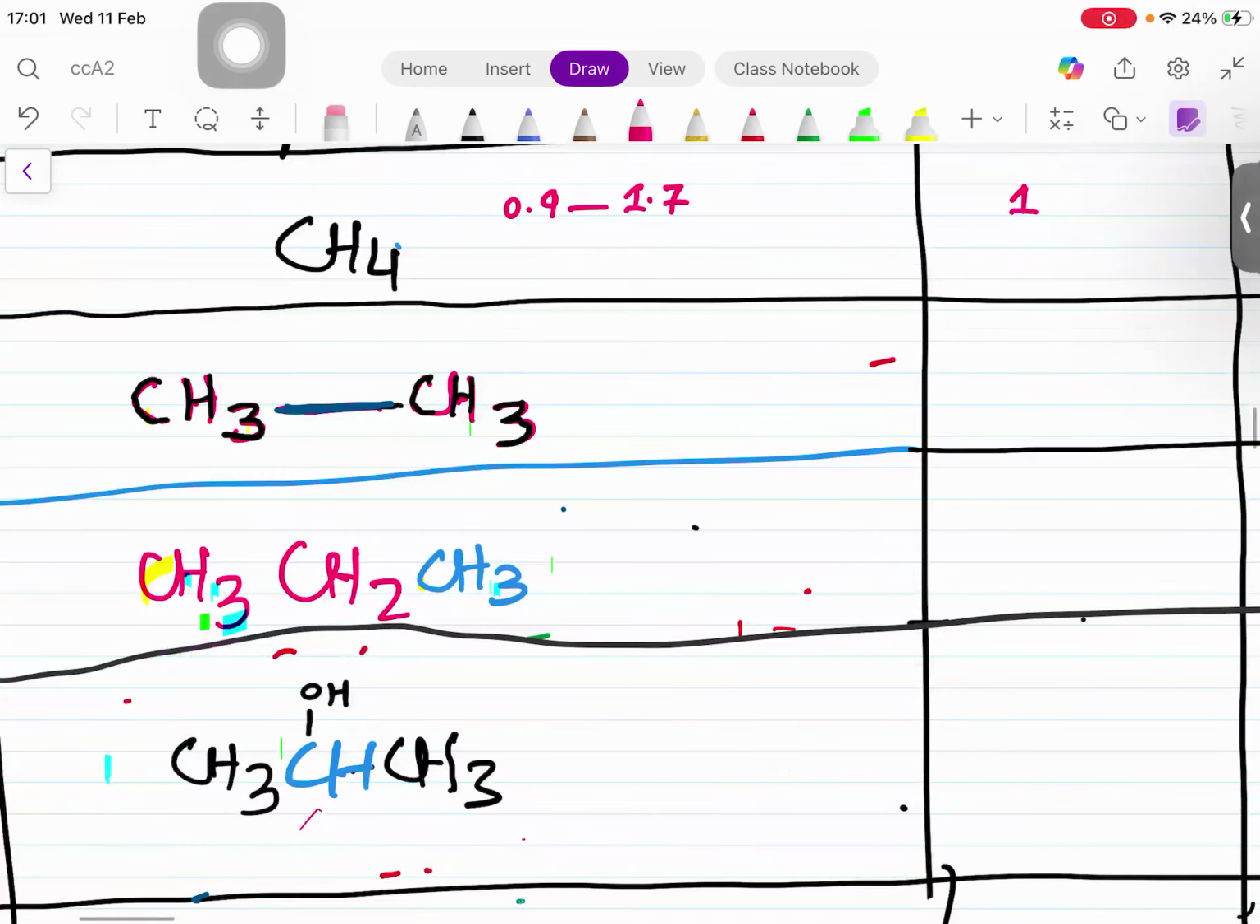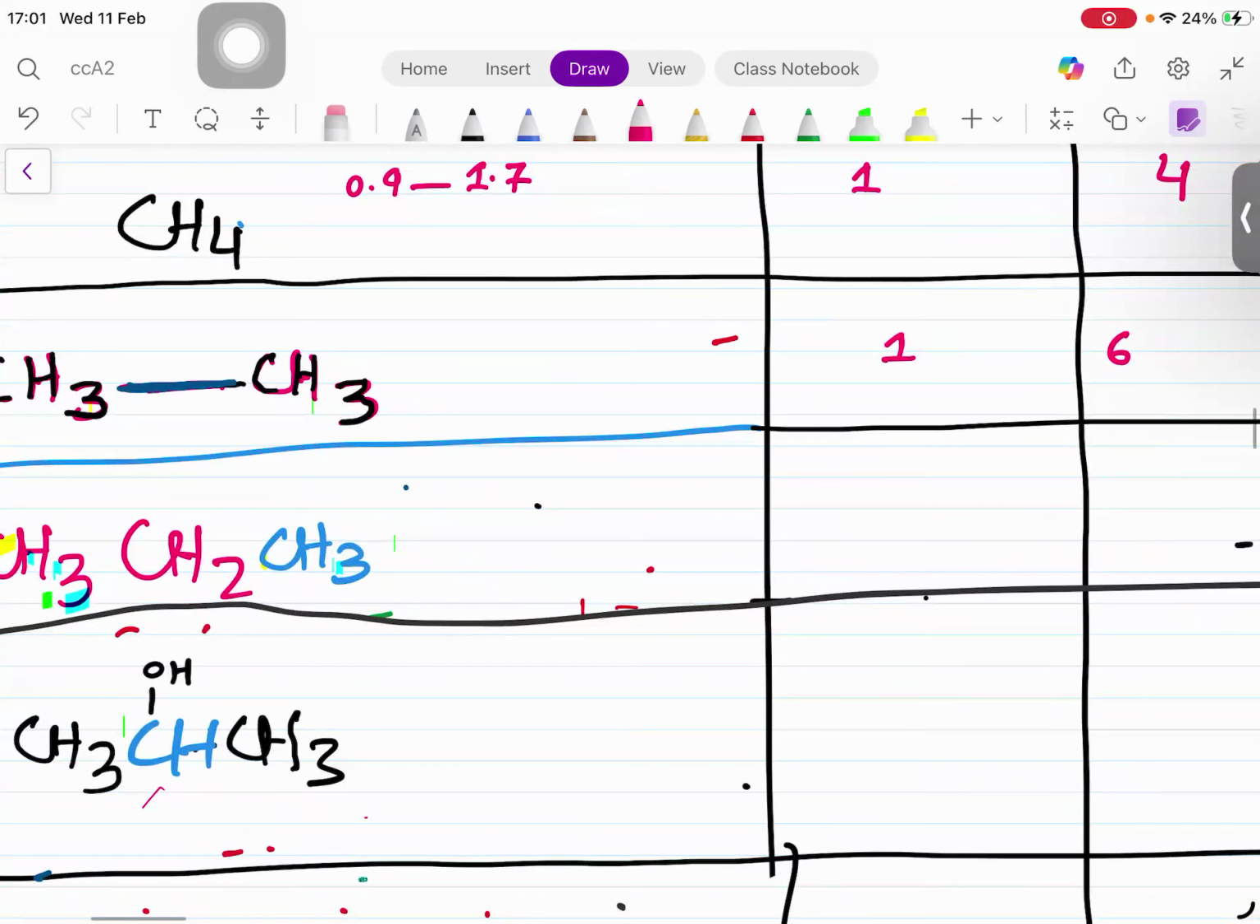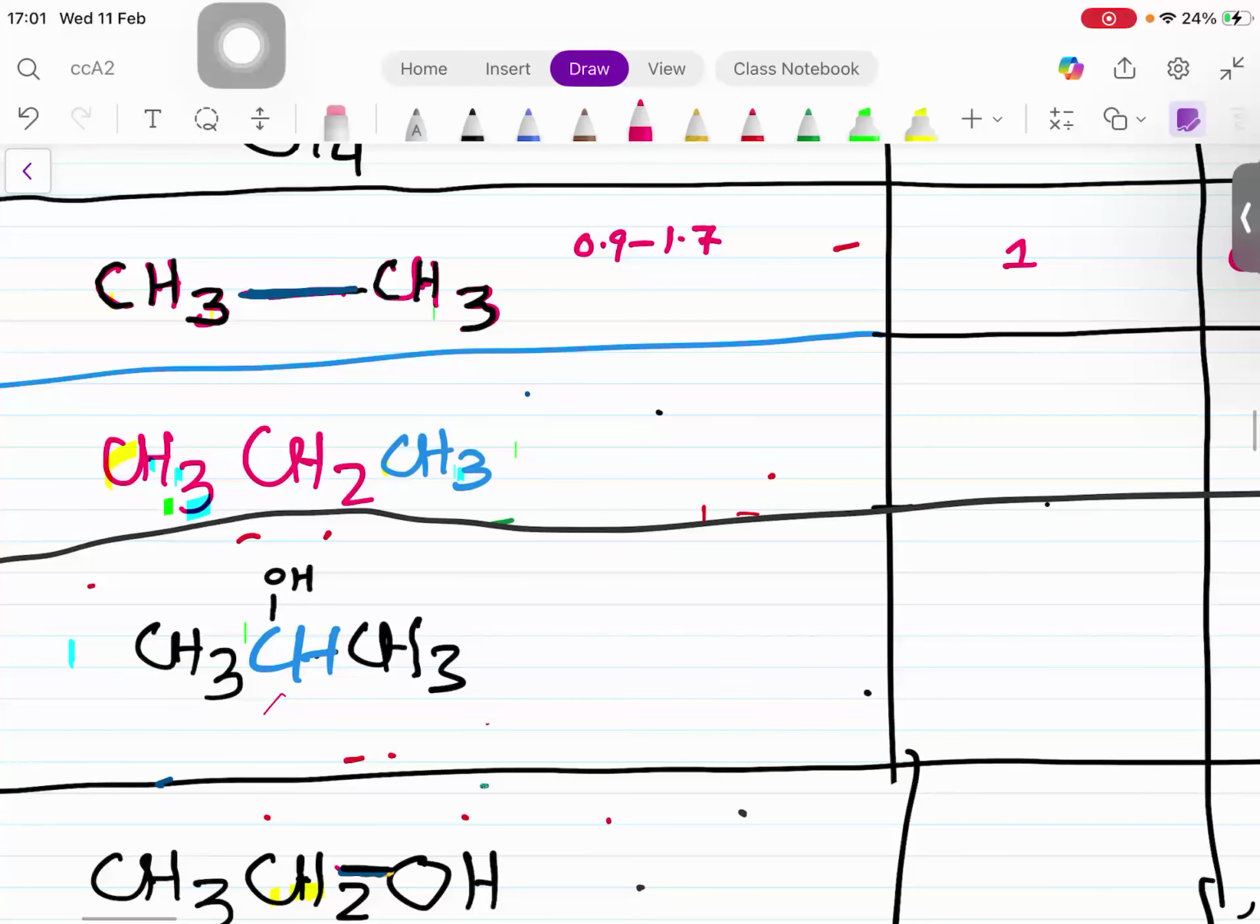What about this? 1 peak. How many hydrogens contributing? 6. And what about the chemical shift value? Again, it's an alkane, or a neighbor of an alkane, carbon attached with the hydrogen, so 0.9 to 1.7. How many peaks? 2 peaks. Why 2? These 2 methyls are exactly the same, so all 6 hydrogens contribute to 1 peak.